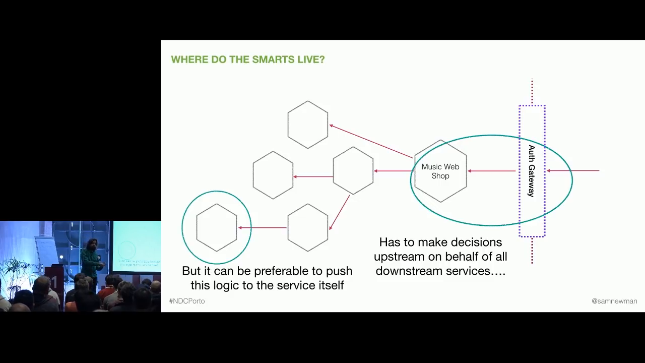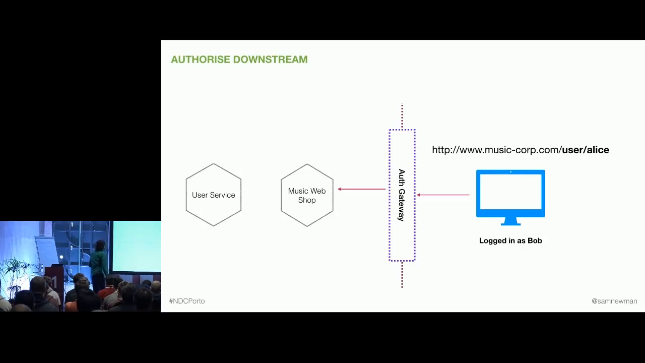For that to work, the downstream service needs to know who is the user. So we've got to work out how to pass that information downstream. What we'd like is for the user service to go, hang on a minute, you are Bob, you're asking for Alice's information, and I know, based on my logic, that that is wrong. And no, you can't. That's the dream.